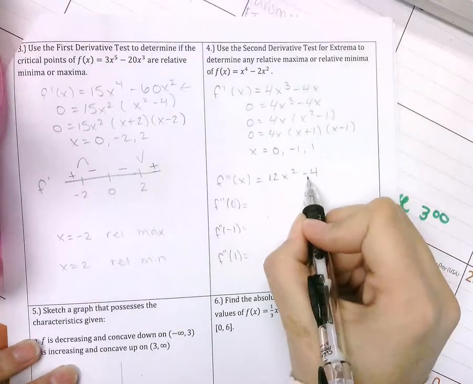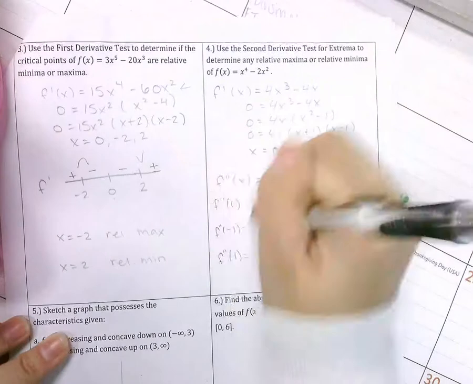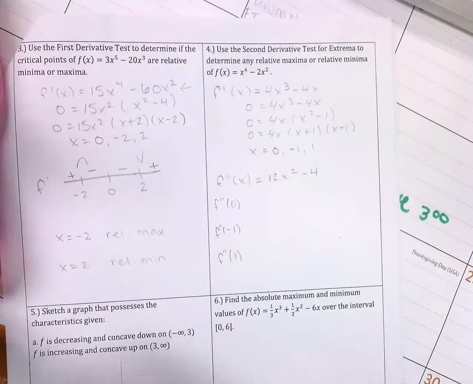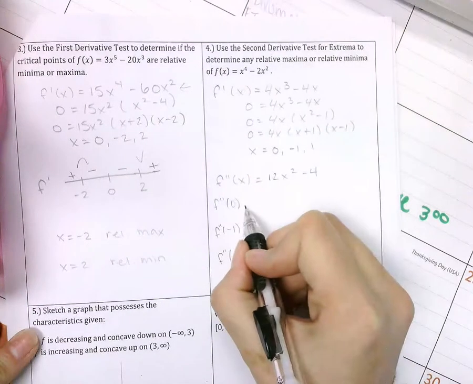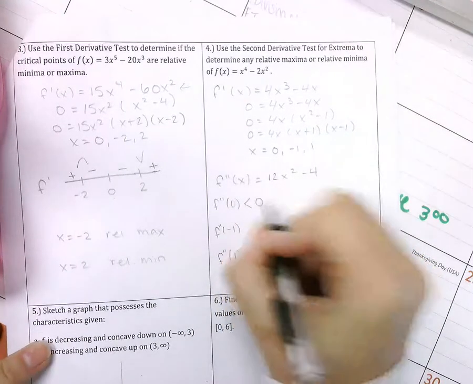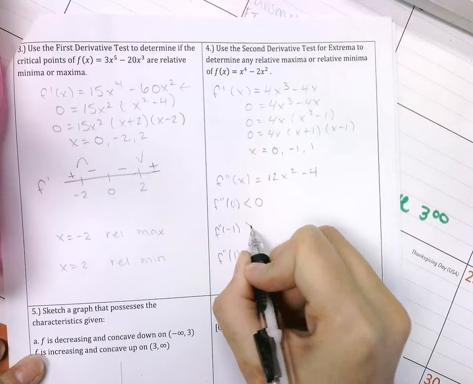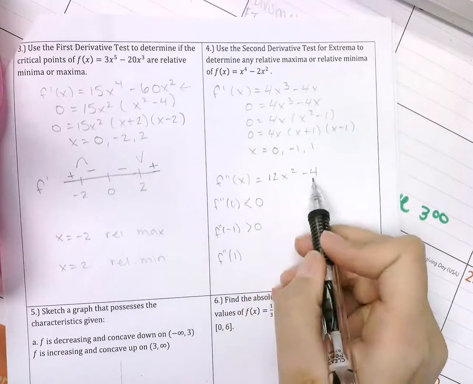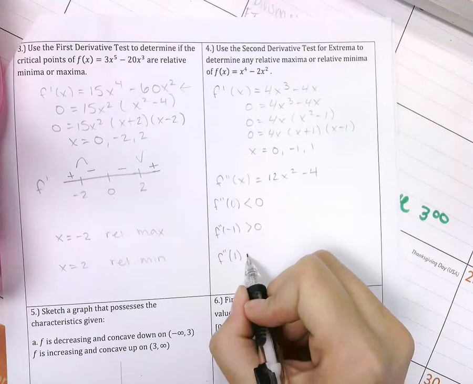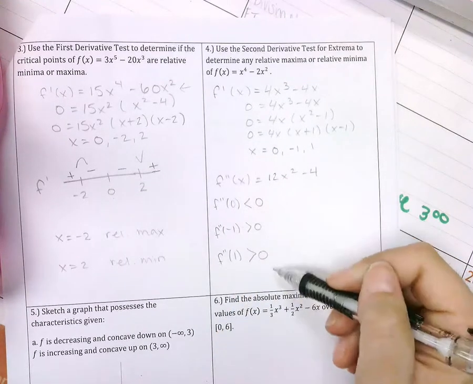So what do you get when you plug in? All you really care about is negative or positive. Is it greater than 0, less than 0, or equal to 0? If you plug in 0, is it bigger than 0 or less than 0? Less. If you plug in -1, is it greater than 0 or less than 0? Greater, because 12 minus 4 is bigger than 0. If you plug in 1, is it greater than 0 or less than 0? Greater. Okay, this is the second derivative test for extrema.